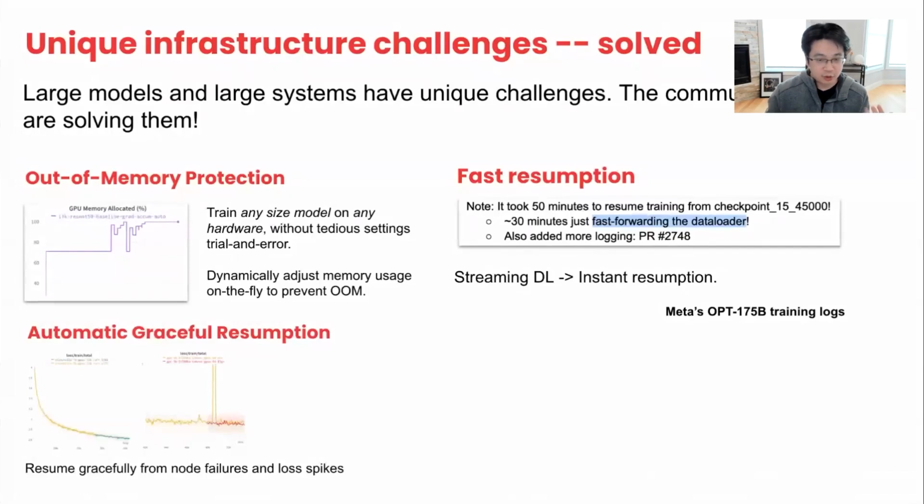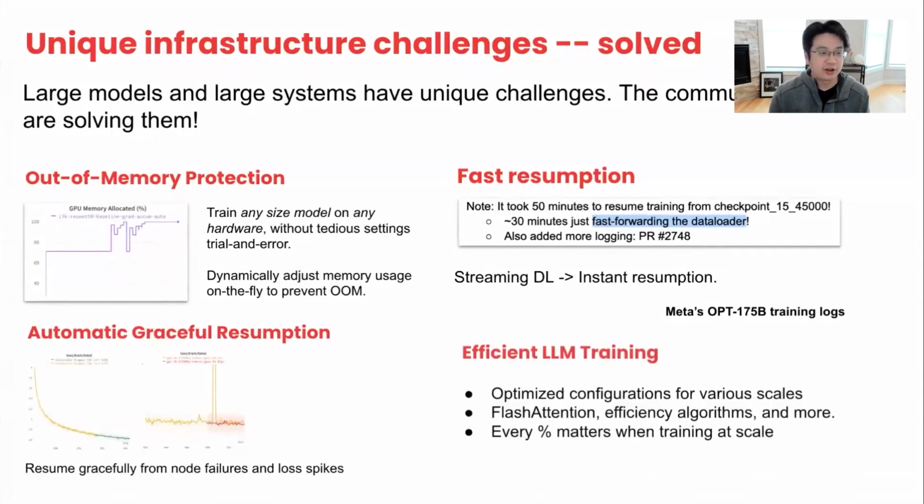We can resume gracefully from node failures and loss spikes. In fact, we've implemented watchdog and node doctor type features where you don't even have to babysit them. If a node fails, we'll swap in a new one and restart training automatically without you even being aware of it.